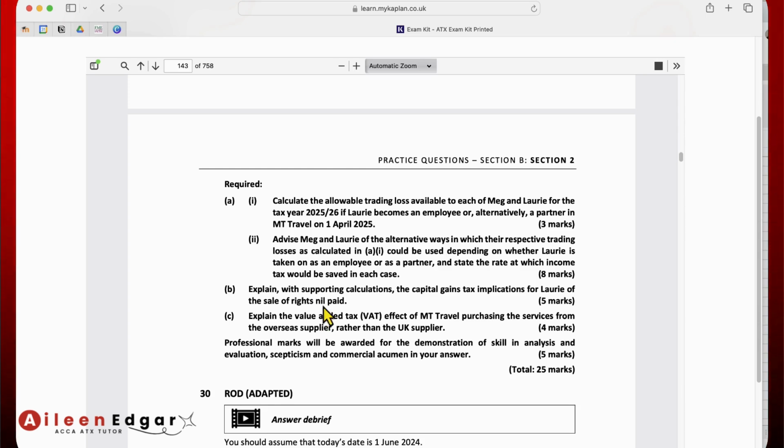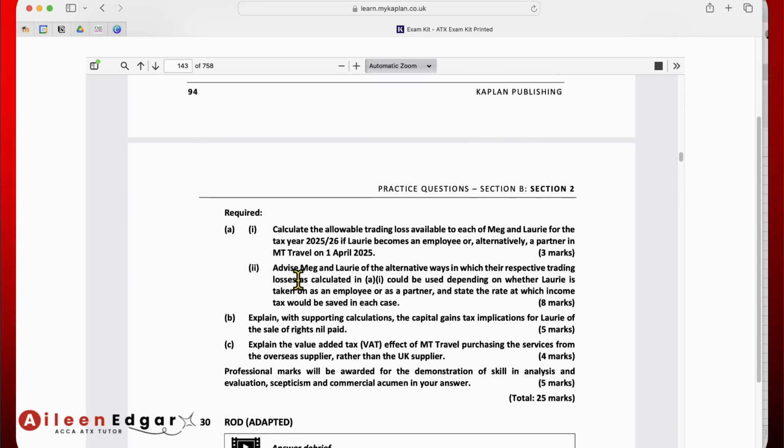So do you see how these 3 requirements match up to that summary we had at the beginning? We had a summary about how to deal with Meg bringing Laurie into the business as an employee or a partner. We had how to deal with the sale of rights nil paid, and then also VAT issues to do with purchasing in services from overseas. So that matches up with requirement A, B and C.